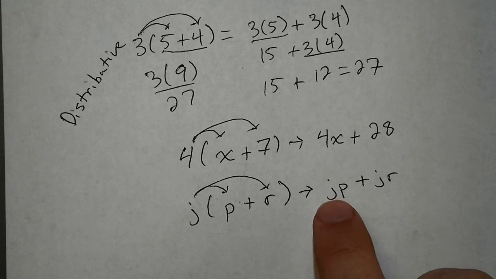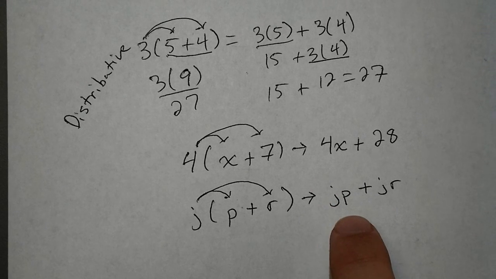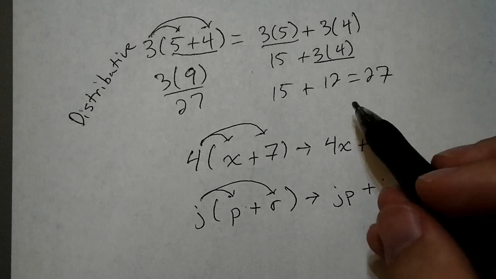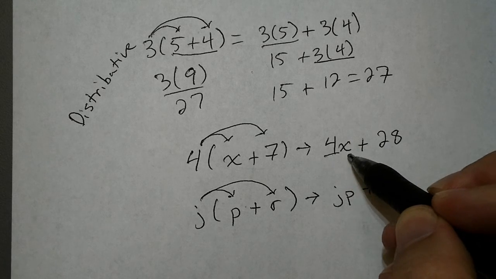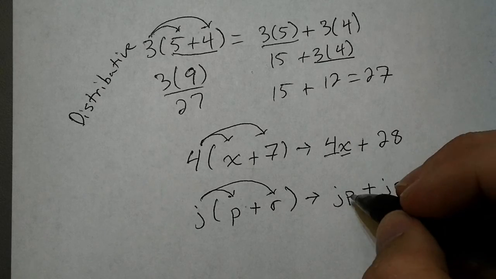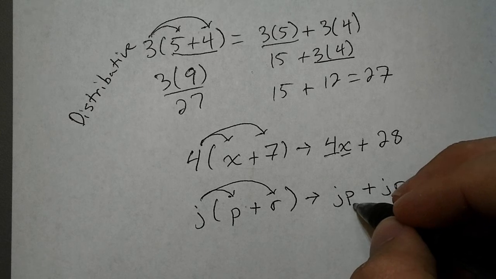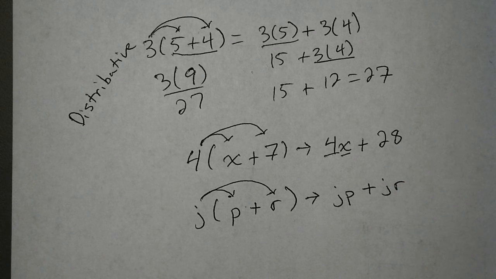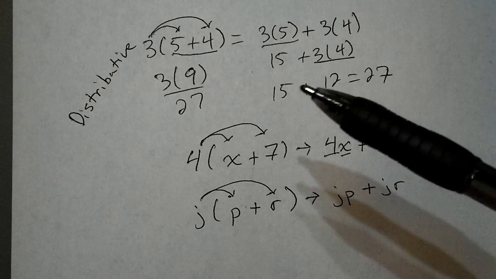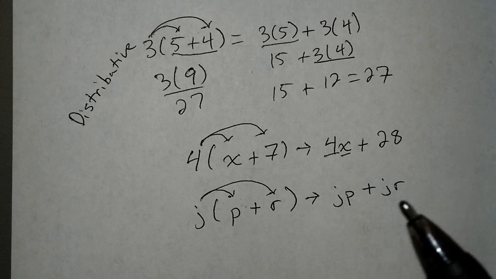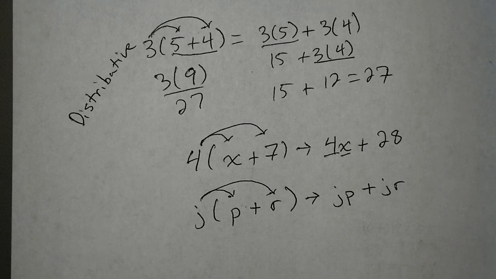We'll go into more rules on when you have variables next to each other, but just like when you have a number touching a variable, it means multiply. All this means when a letter touches a letter is multiply. This is your review on the distributive property. We're going to use this a lot tomorrow.